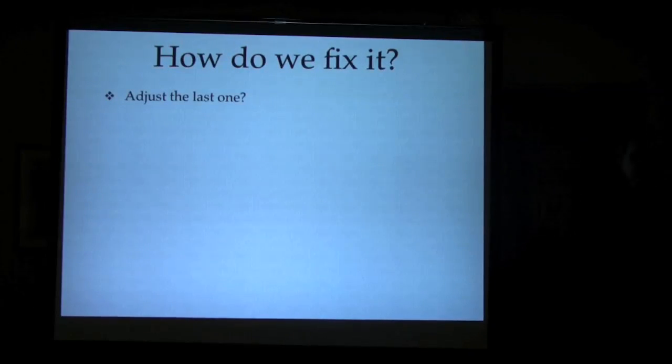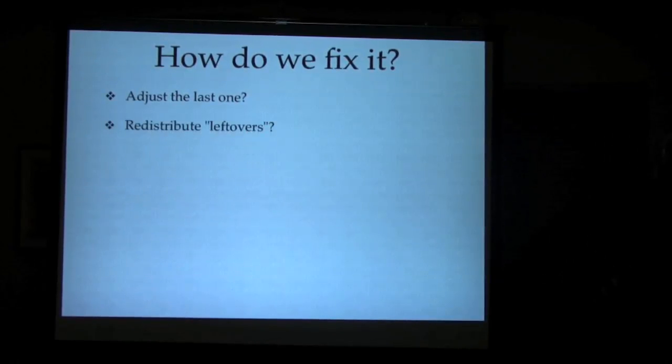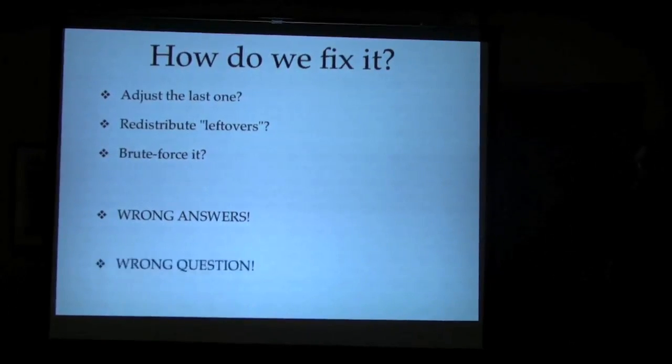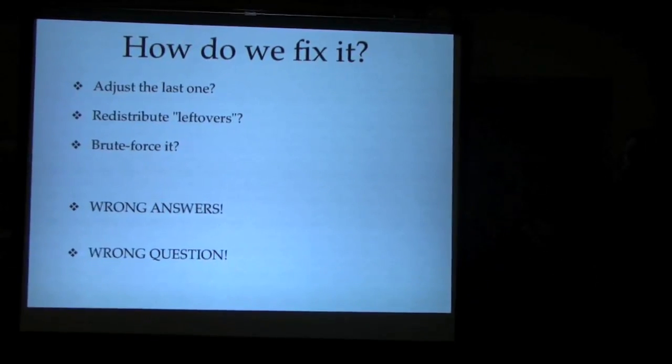And you see all sorts of suggestions made for how to fix it. Do you adjust the last one to make it balanced? Do you redistribute the leftovers somehow? Do you do some sort of brute force, do the biggest one first? All manner of complexity, like tweaking the plain old bubble sort, right? These are wrong answers because they're asking the wrong question.